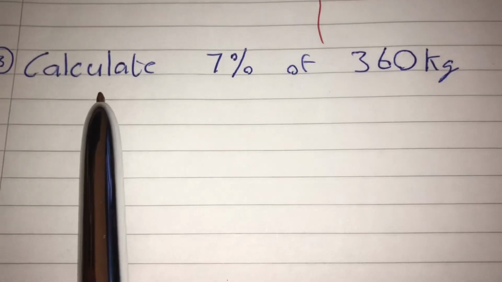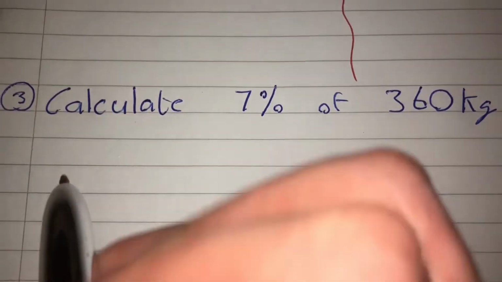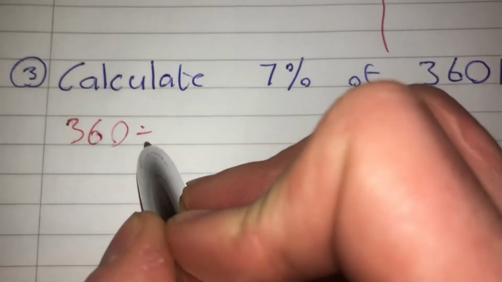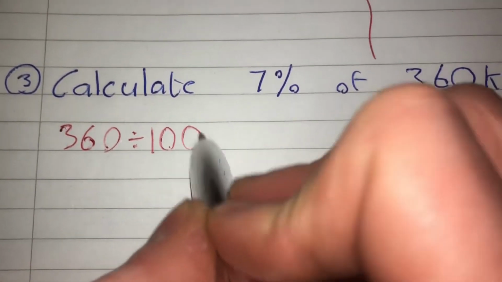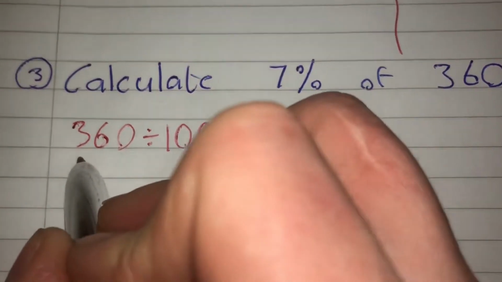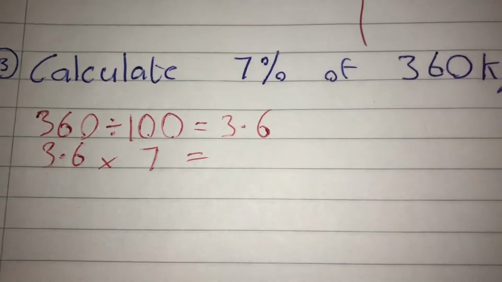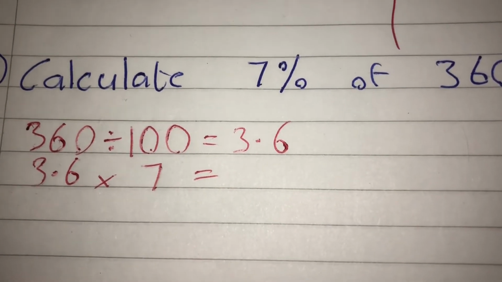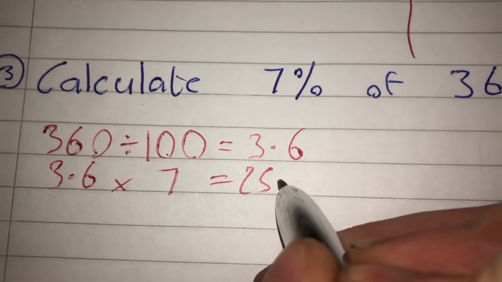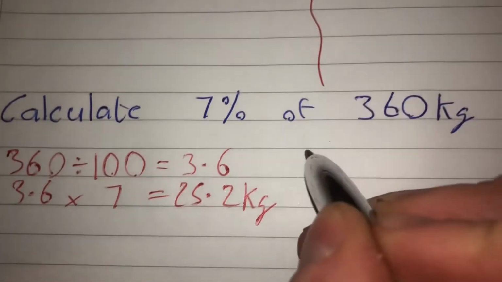Okay, so in this case we're going to find 7% of 360 kilograms. So I take my amount, 360, use the first method, divide by 100, and then multiply by 7. So it gives me 3.6. I take that 3.6 and then multiply it by the percentage I'm trying to find, which is 7. So 3.6 by 7, 25.2, and in this case my units is kilograms, kg.